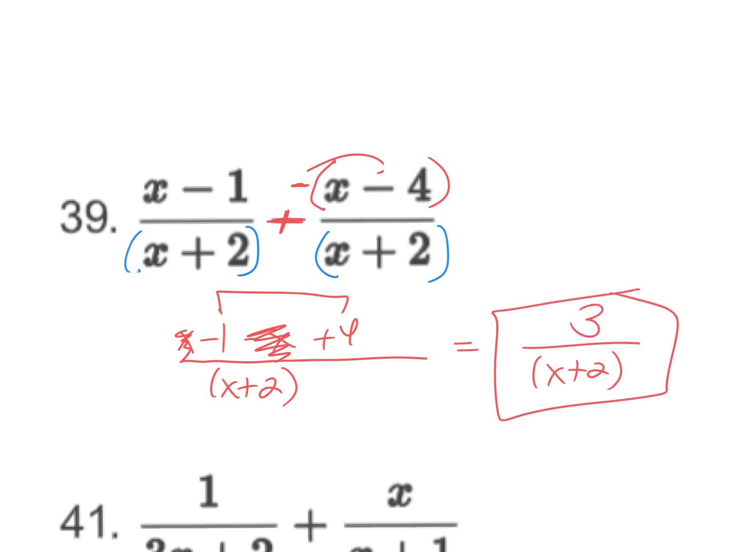Is there anything you can simplify? Is there any GCF anywhere you can take out? Is there any number on the top and bottom that's exactly the same? Any parentheses that are exactly the same? Those are the questions you need to ask yourself every single time you do this.